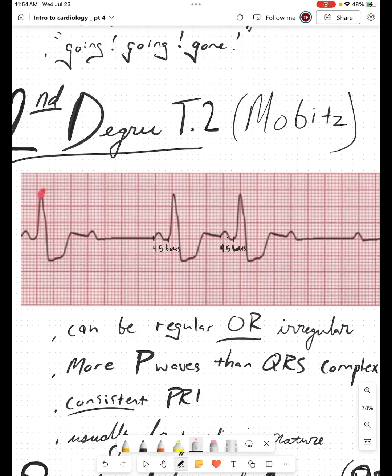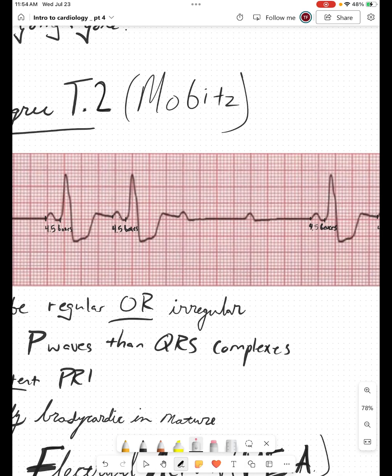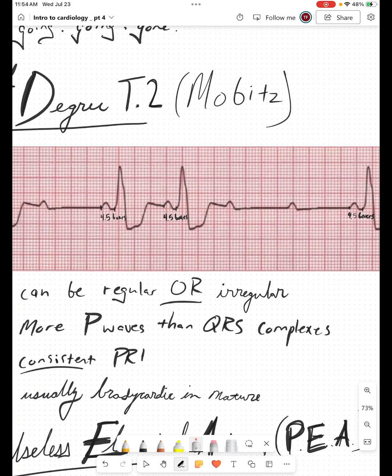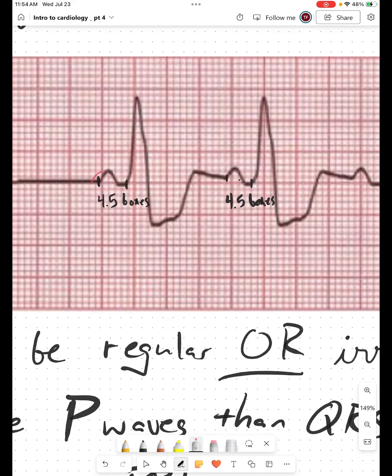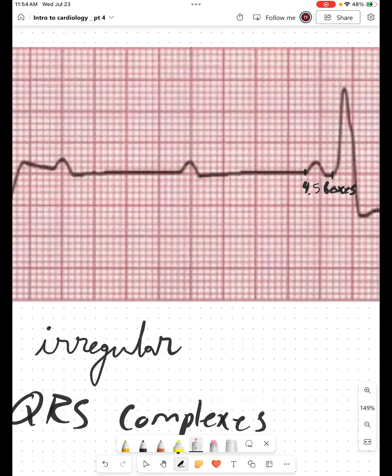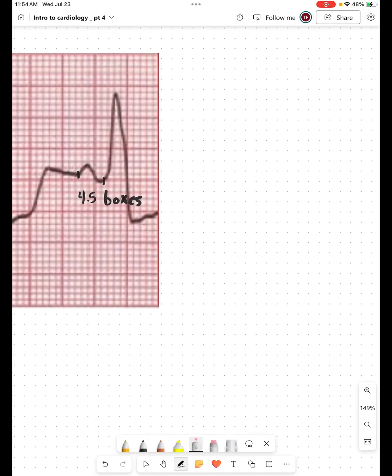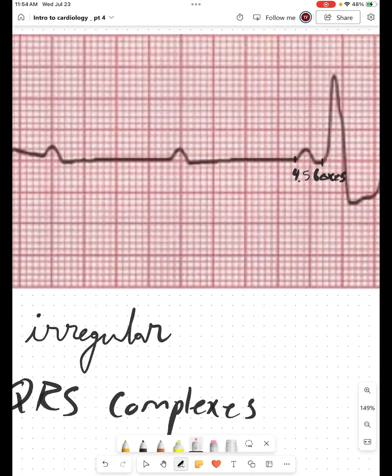So meaning the difference between this R wave and this R wave is probably different than this one to this one versus this one to this one. It's inconsistent. I tell you what is consistent, though, is the PRI. 4.5 boxes, 4.5 boxes, 4.5 boxes, 4.5 boxes.